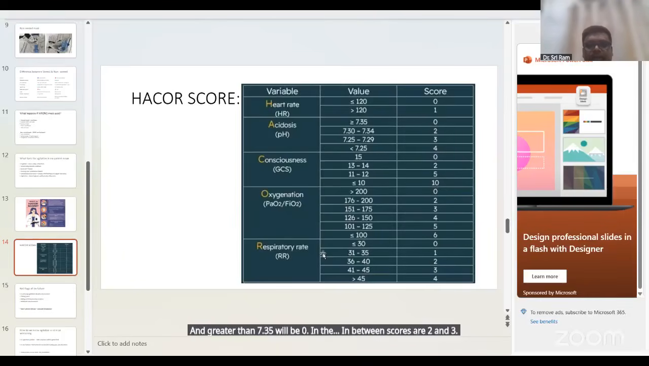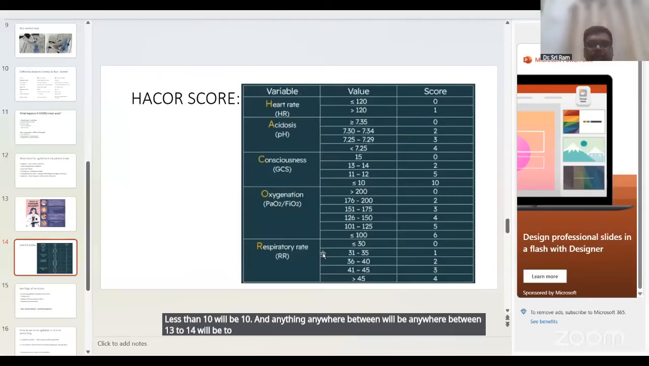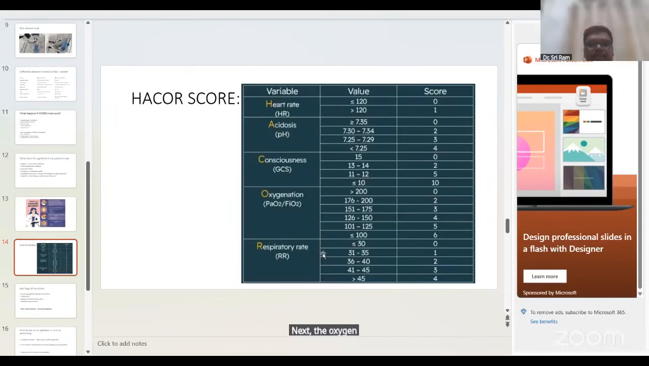Conscious level of 15 on 15 GCS will be considered a score of 0. Less than 10 will be 10. Anywhere between 13 to 14 will be 2, and 11 and 12 will be 5. Next, the oxygenation, which we calculate as a PF ratio: greater than 200 will be considered a score of 0, and less than 100 PF can be considered as 6.